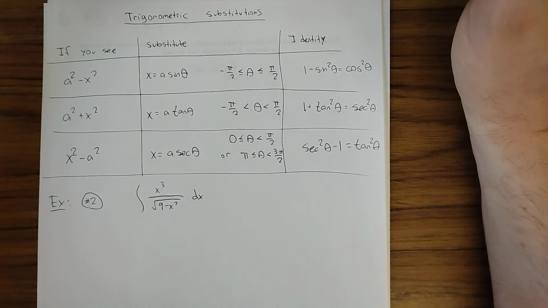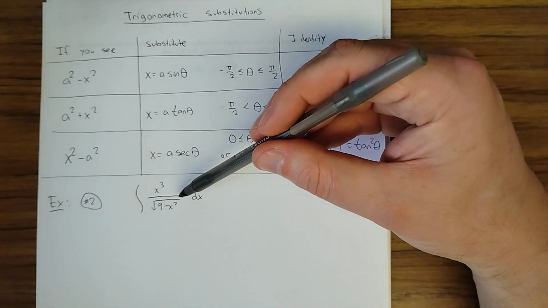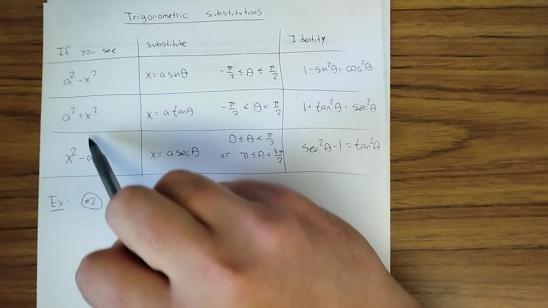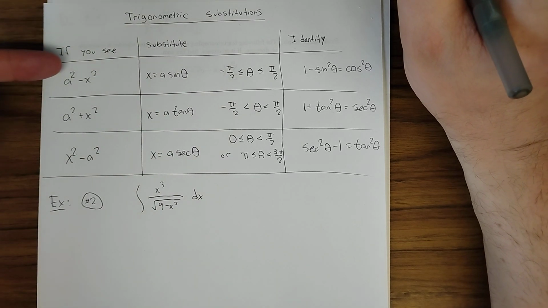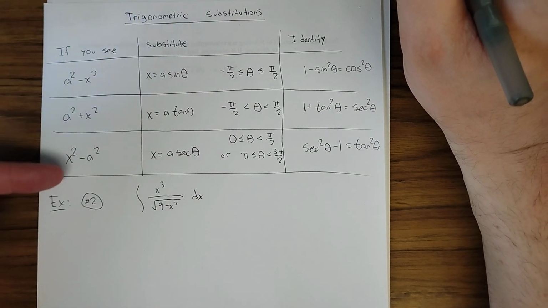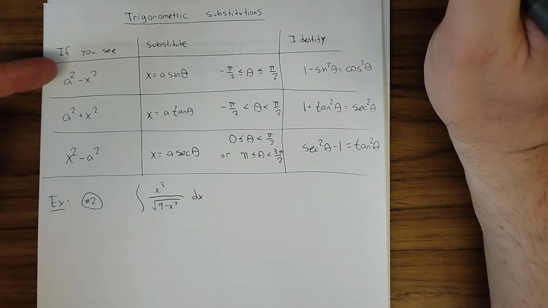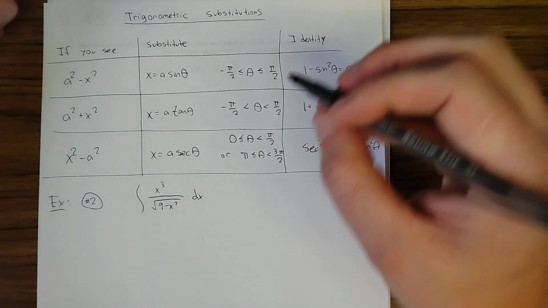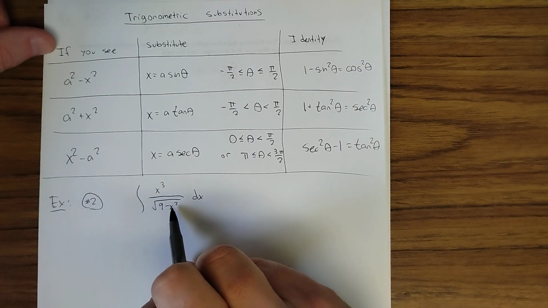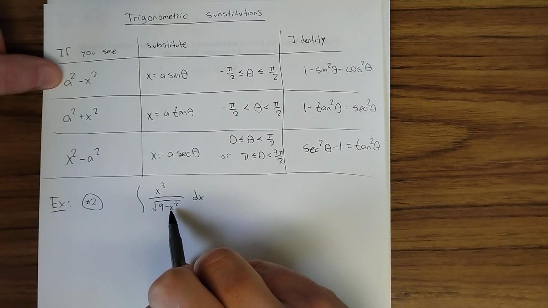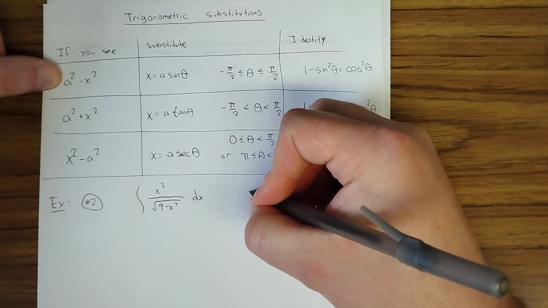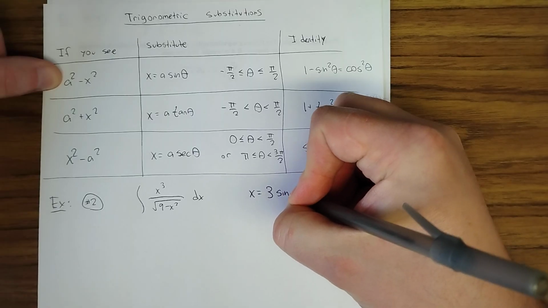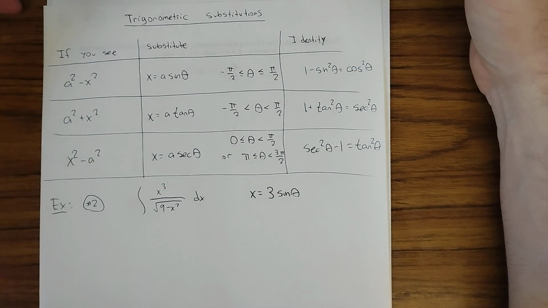Let's do an example. Here I have an integral to do, and I do see something that looks like these. By the way, usually you have a square root on these. Sometimes you don't, but usually you see a square root, and this is no exception. This looks like a squared minus x squared, like this one, and a is 3 because this is 9. So I know what to do.